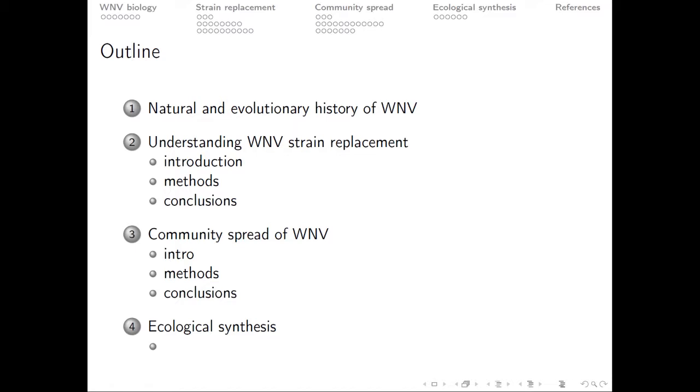We have observed a displacement of one viral strain by another and are trying to figure out why that happened. The next section is about trying to extrapolate and understand how we can predict the spread of disease in a highly speciose community. We're going to look at the US state of Texas, where there are 700 bird species, which are all potentially susceptible to West Nile virus. Is there any way that we can actually figure out what's going on with that disease transmission system?